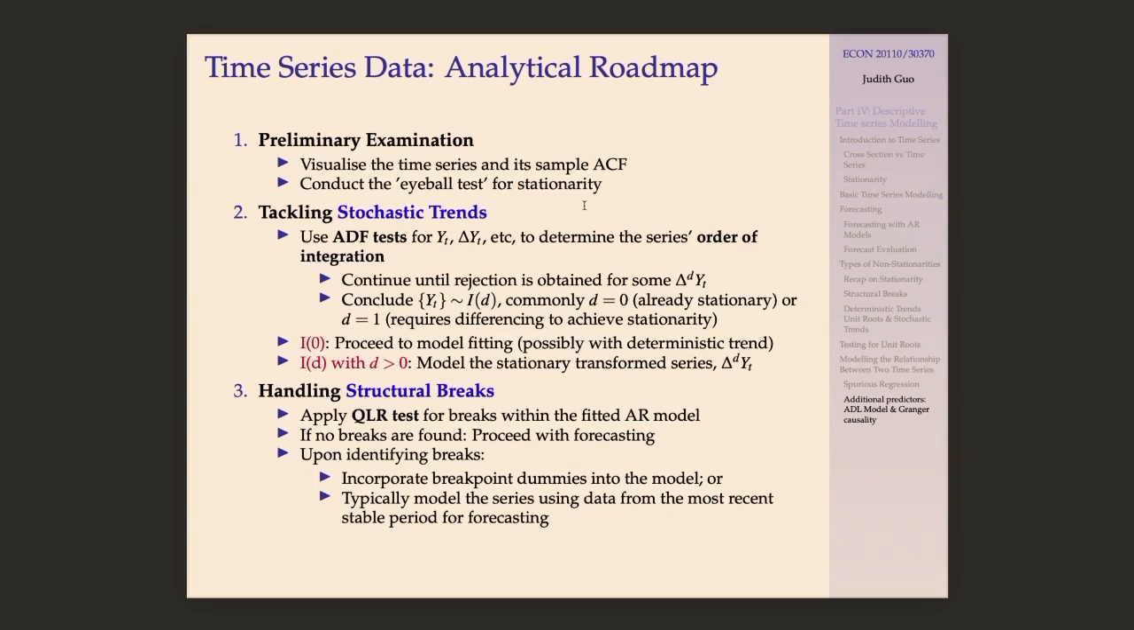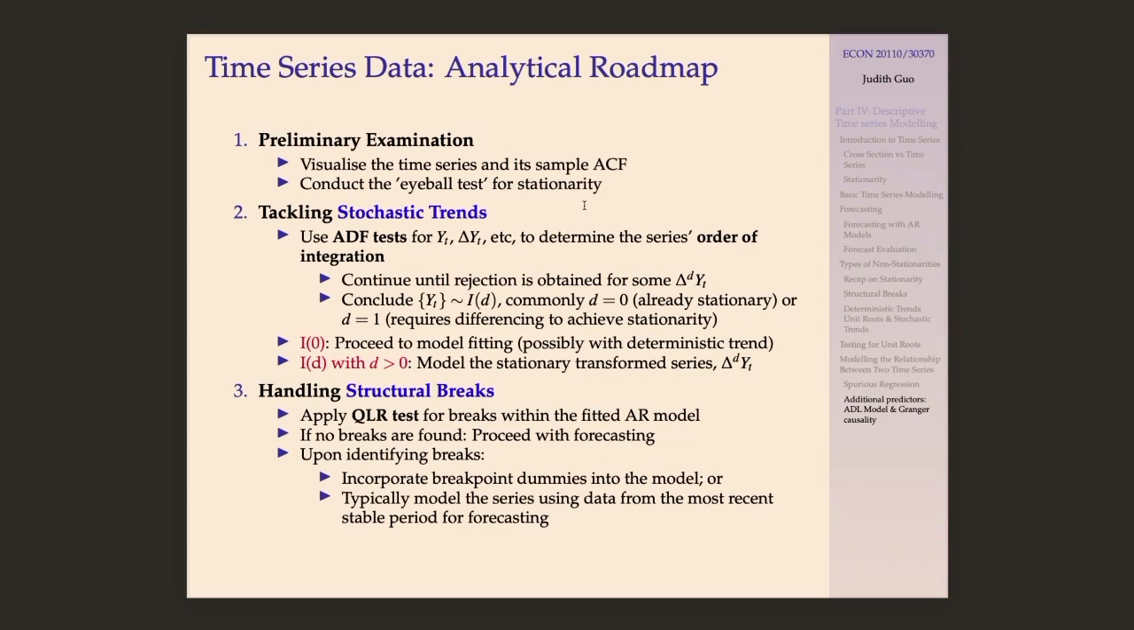If we have identified a time series as I(0), which is inherently stationary, maybe around some deterministic trend, then we don't need to do any differencing. We just model the underlying stationary series directly, possibly with a deterministic trend. If we have identified that it's integrated of some order d that is greater than 0, then we would model the stationary transformed series. So always run the regression on the stationary form.